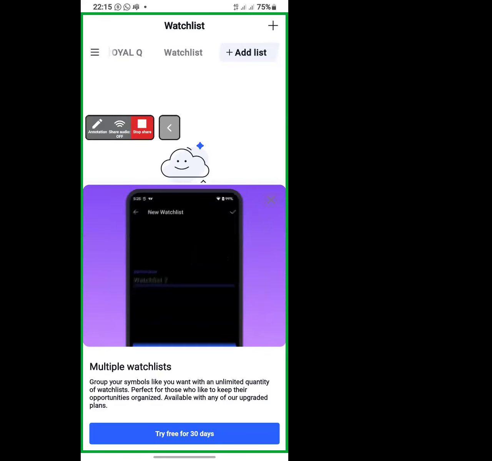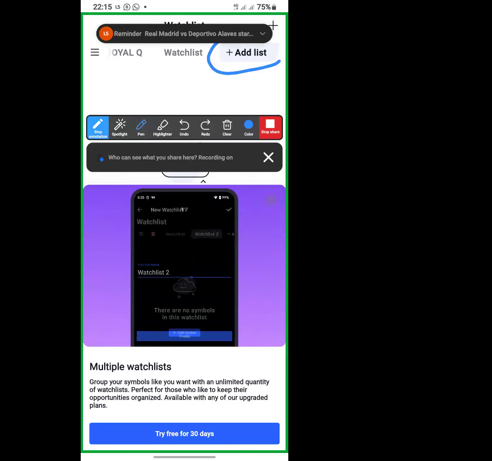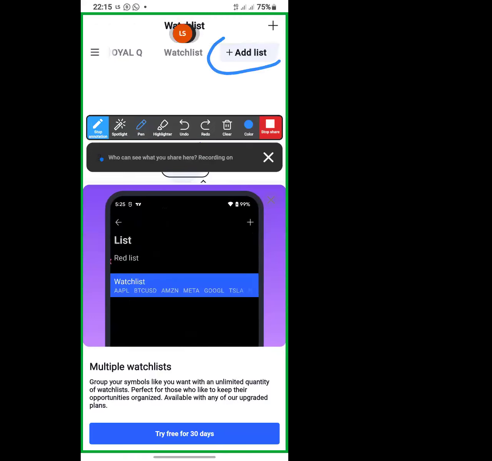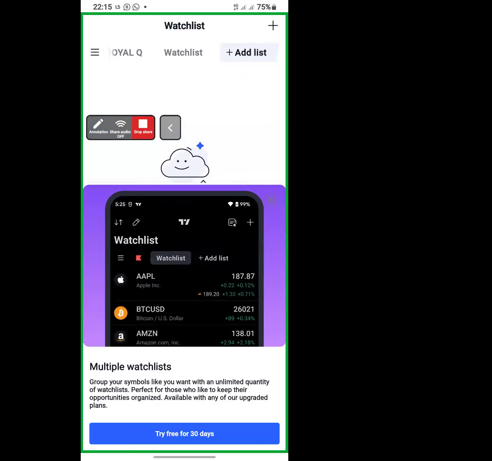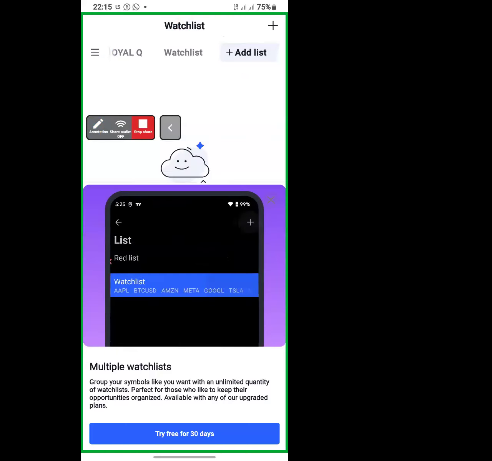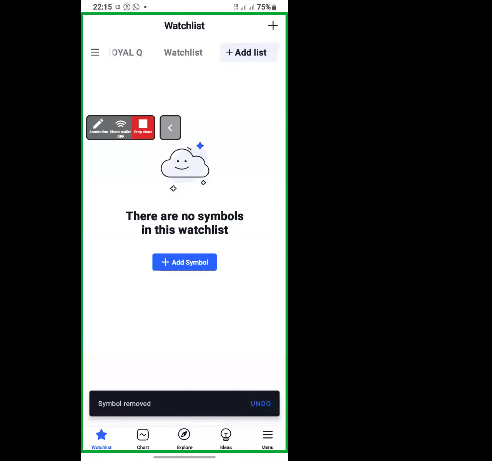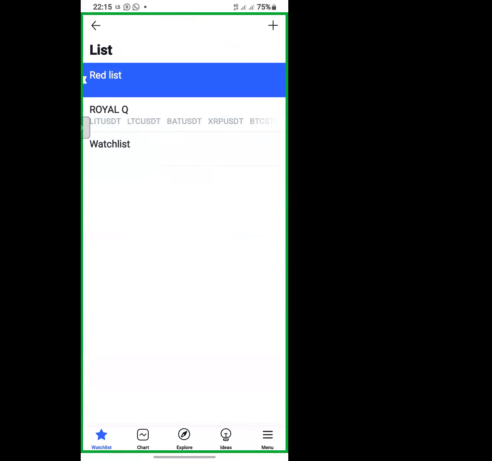Then we've got here, we've got there. This is where you tap for more. This is where you tap to check the list. Because I had created the watch list here 2 years back. Now we've got the red list and the watch list. So that's what we consider mainly.